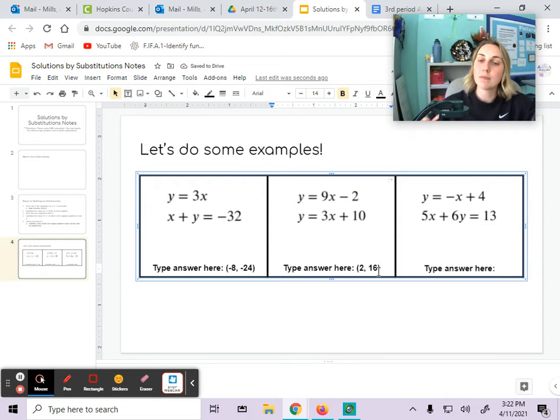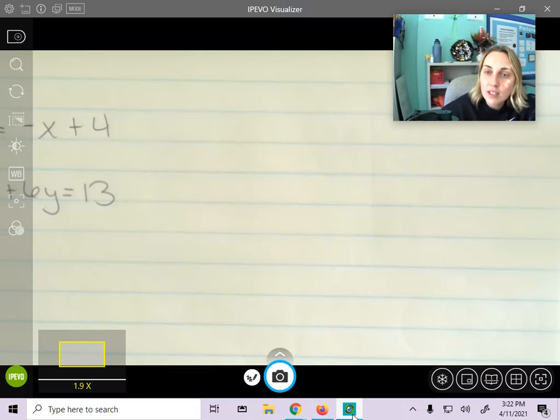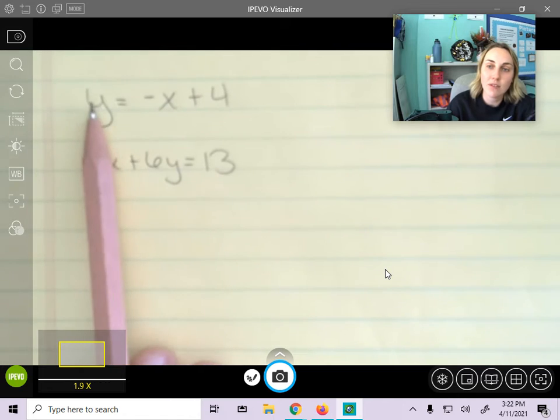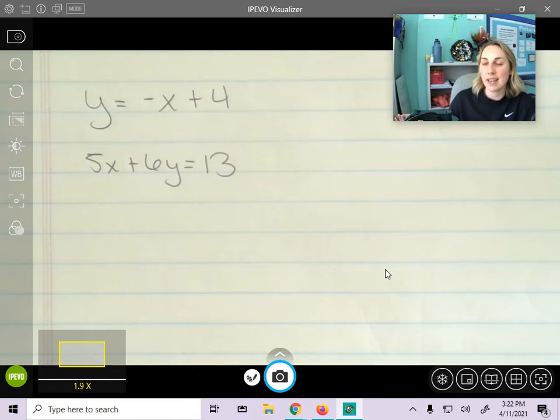And the very last example, I'm going to do the same thing. I'm going to write down both equations, and I'm going to substitute values in and solve. So here are my two equations. In this case, I already have a y by itself, so I can go ahead and solve it.